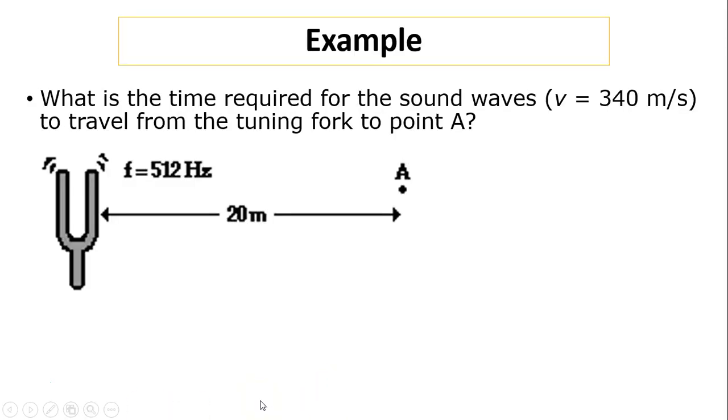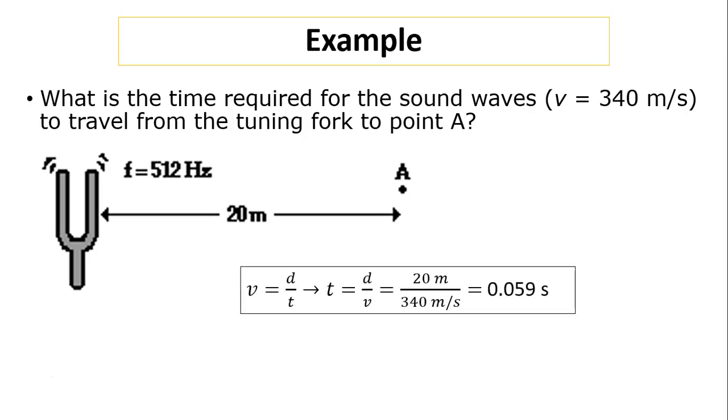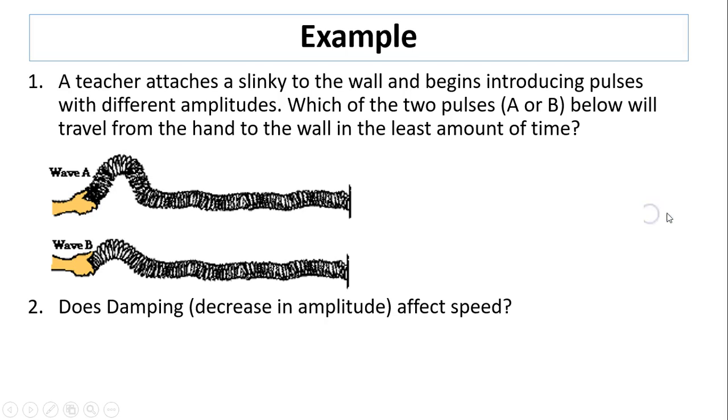Let's talk about this example. What is the time required for the sound wave to travel from the tuning fork to point A? In this case, we know the speed, we know the distance. So what is the time? We use this equation v equals d over t to find t. Remember, t and v can be switched. So t equals d over v. 20 divided by 340, you have 0.059 seconds.